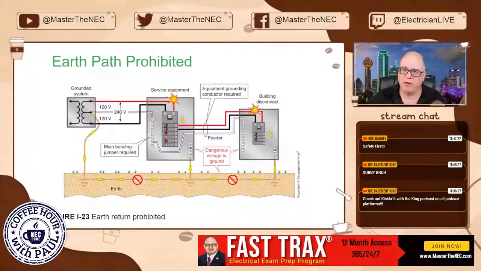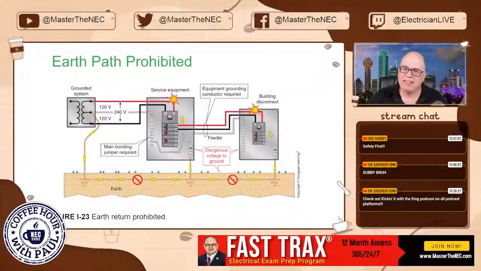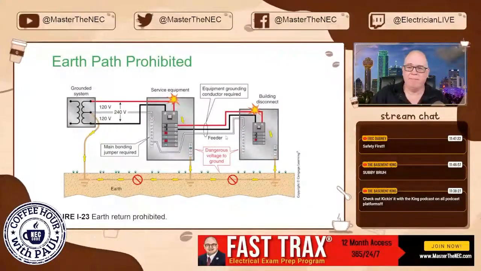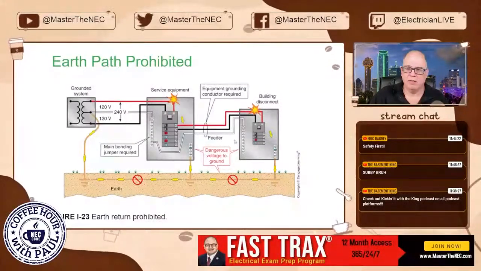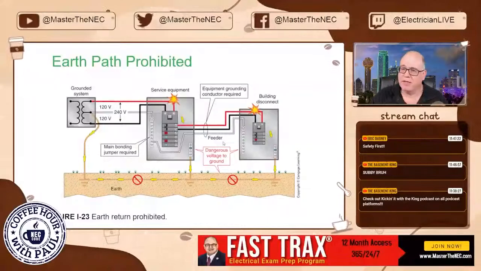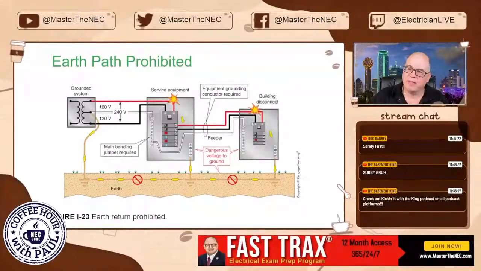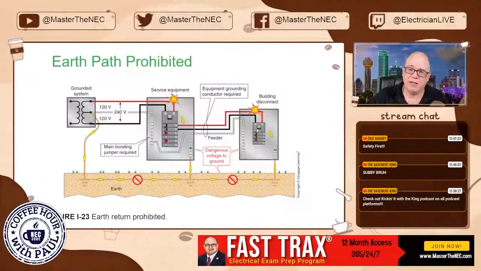So let's see what happens here. We have a fault downstream. Now, check this out. They didn't even run what? They didn't even run an equipment grounding conductor here. And this happens, folks. This happens. And people ask me all the time, you have to have an equipment grounding conductor, but they didn't. So here's what happens.